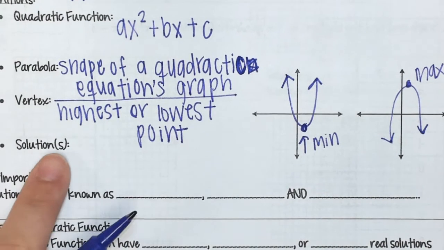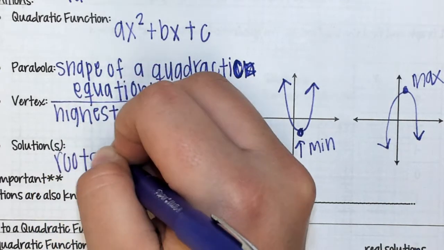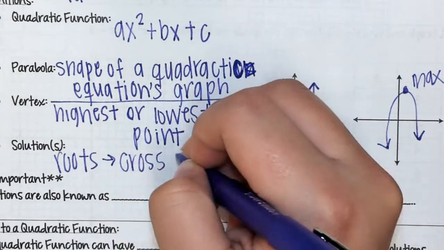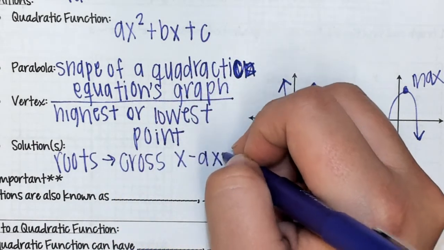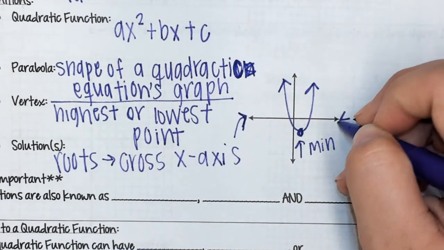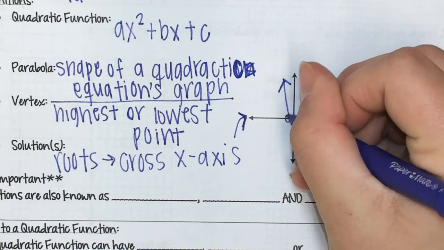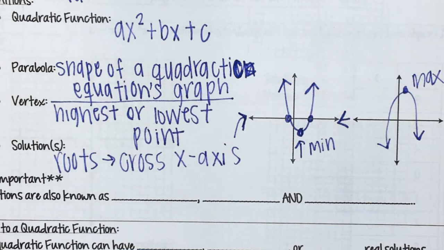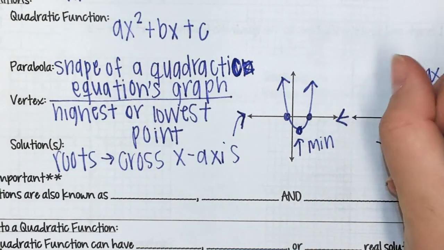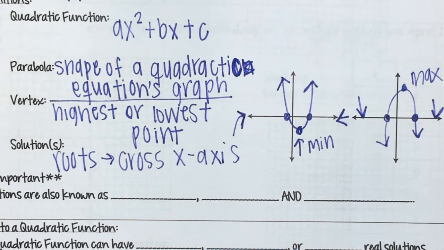Okay, our solutions, aka roots, are found where the graph crosses the x-axis. This thing right here. Wherever it crosses this is a root. So in this case, we have 2 roots. In both of these cases, we have how many roots? 2. Because it crosses this axis twice.